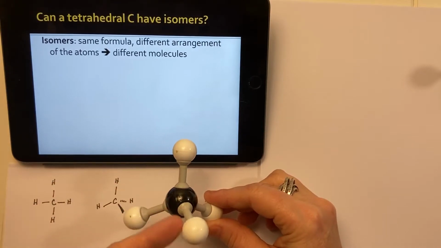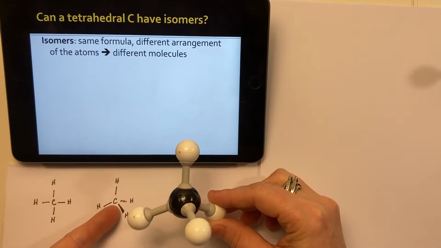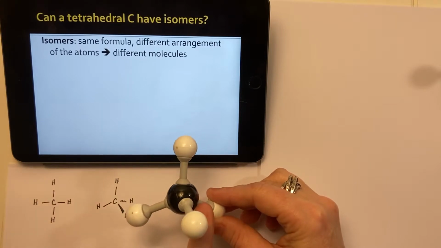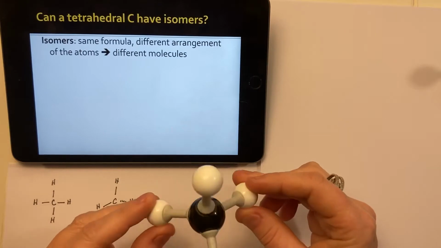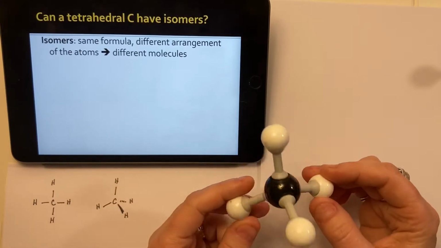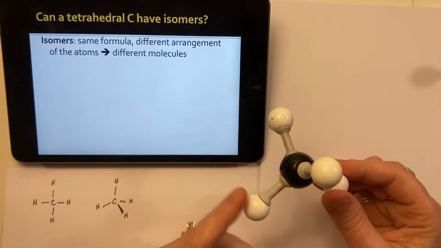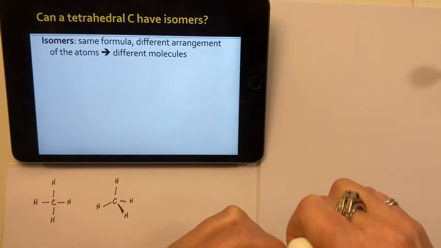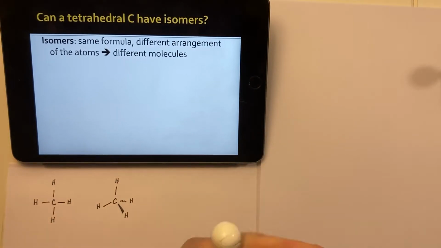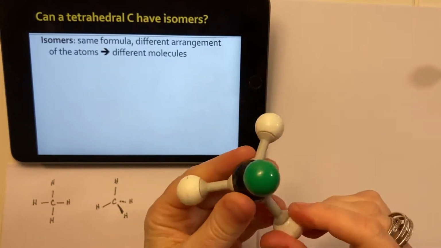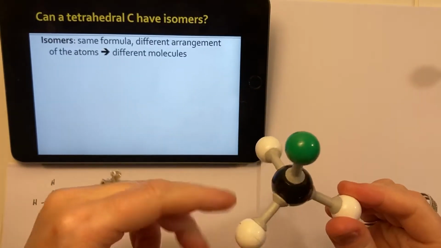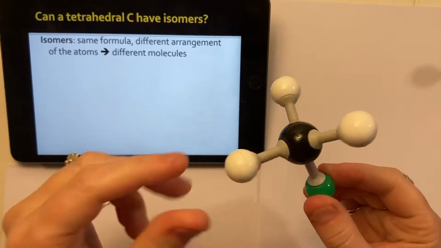One's coming out toward you, and that's the wedge. And then the dash is the one going down. So it's a beautiful, highly symmetric shape. And so we think, well, if we replace some of these hydrogens with something else, like maybe a chlorine, we could put it on any position. It's still the same molecule.